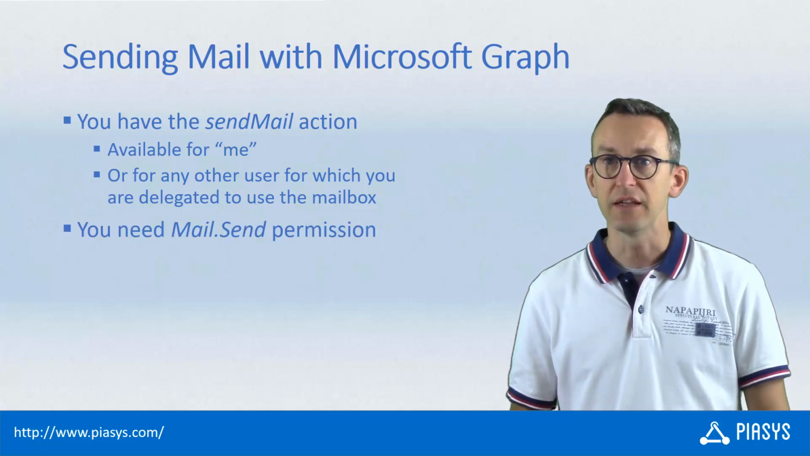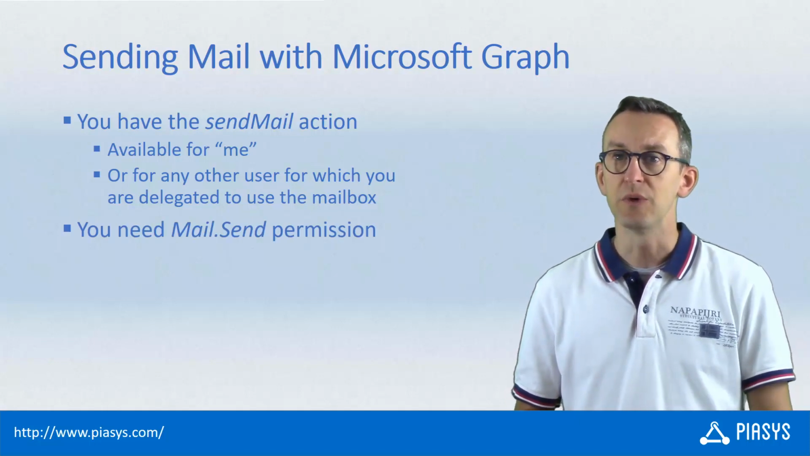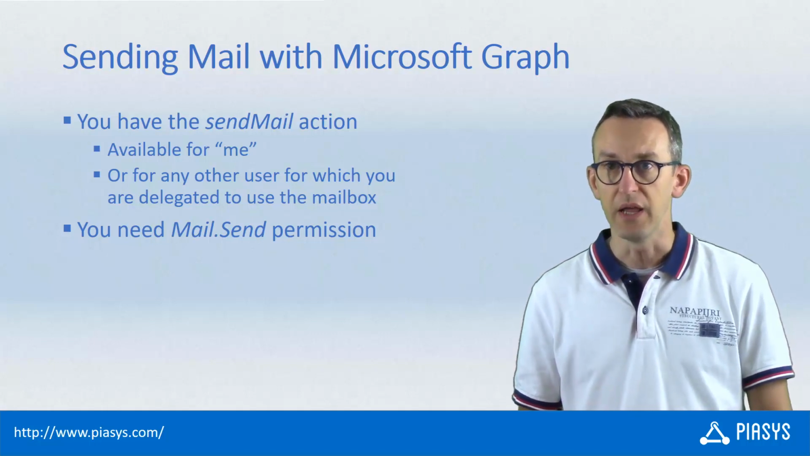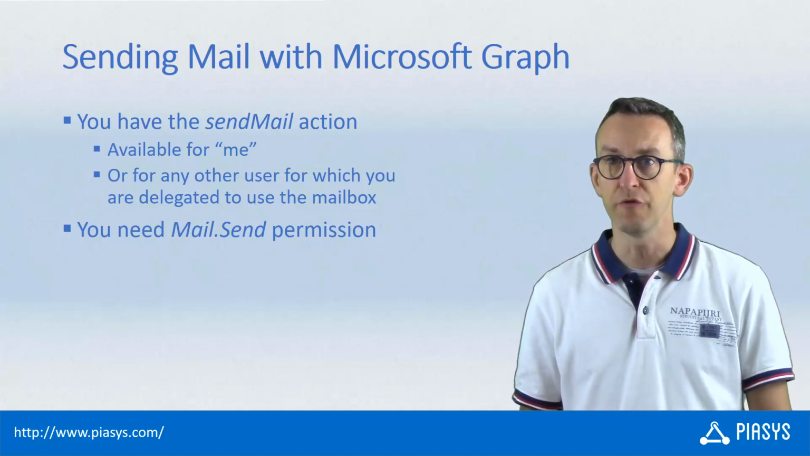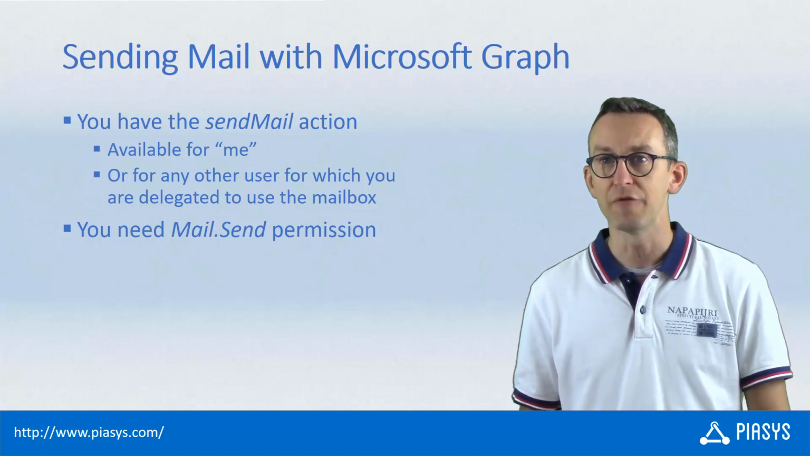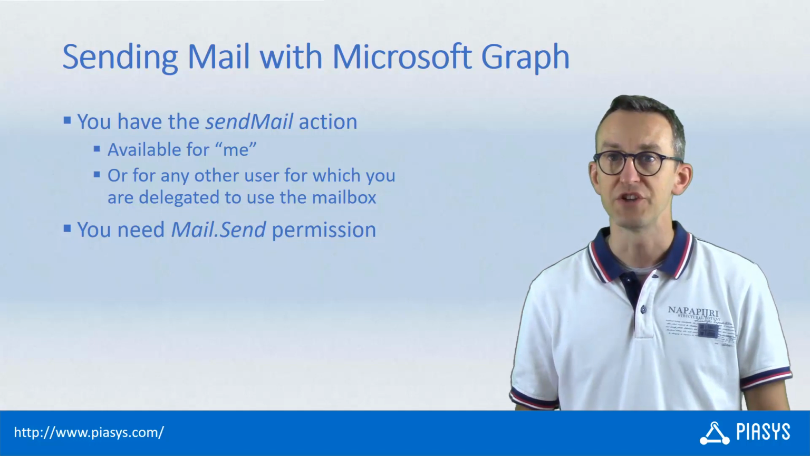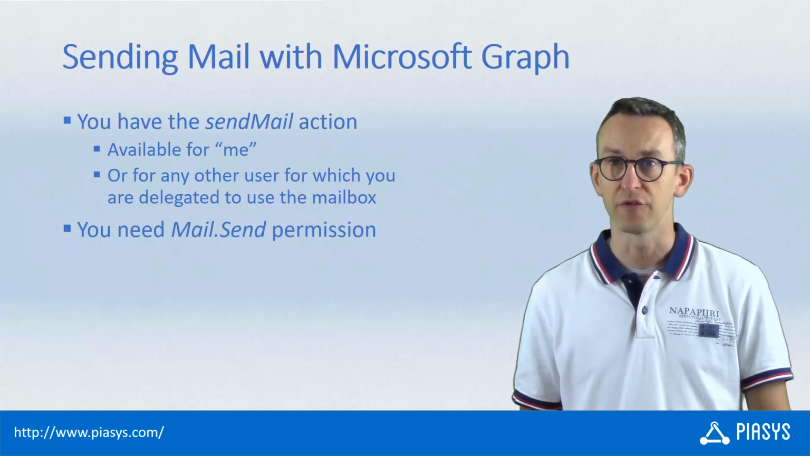When you send an email using the send mail action, you need to have the mail.send permission granted to your principal. And if we are talking about the SharePoint framework, you will need to have that permission granted for the service principal used by SharePoint framework when consuming the Microsoft Graph.